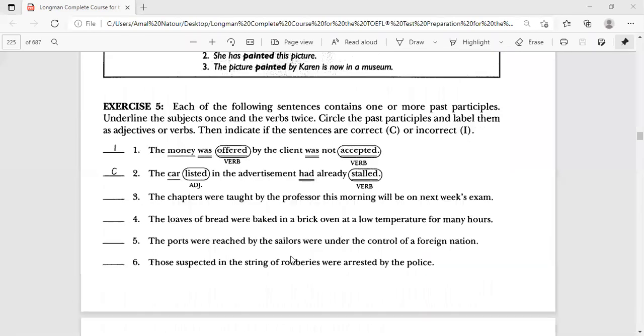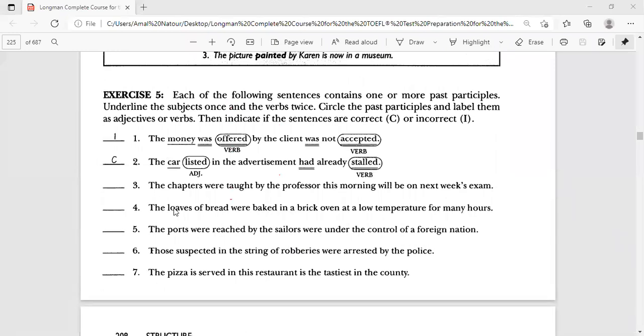Now, let's look at exercise number 4 and try to answer the questions. Let me first answer the first two, discuss them with you, and then we'll complete the other sentences. The first sentence says, let's see if these sentences are correct or incorrect. The money was offered by the client was not accepted.